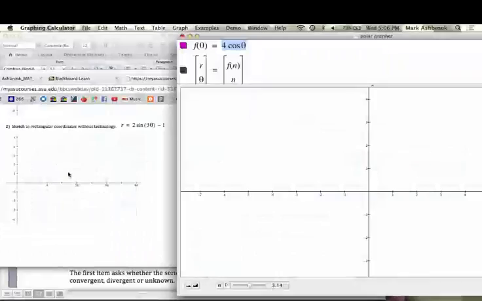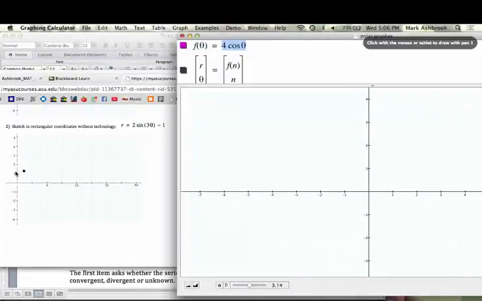Okay, so 1 and -3. So our max is going to be 1, and our min is going to be -3. So what's our midline? -1.